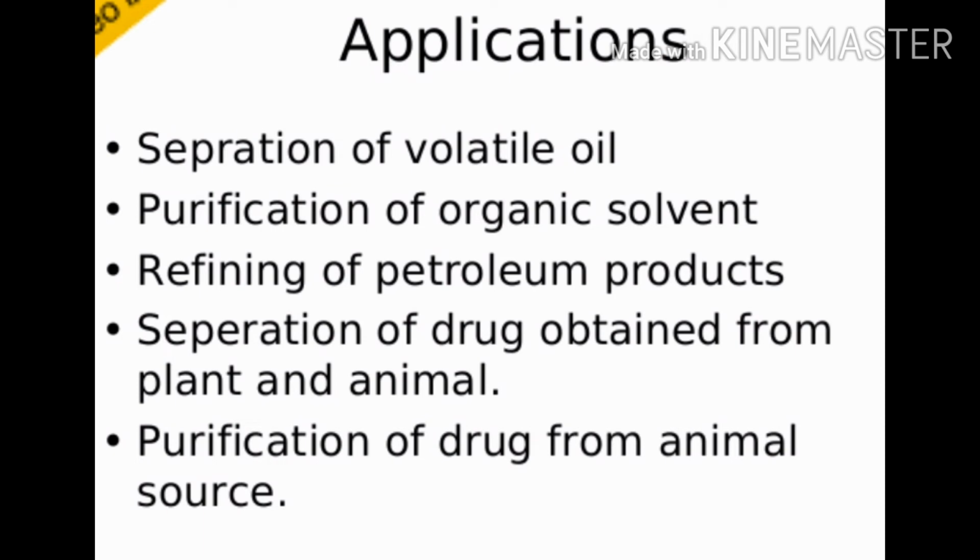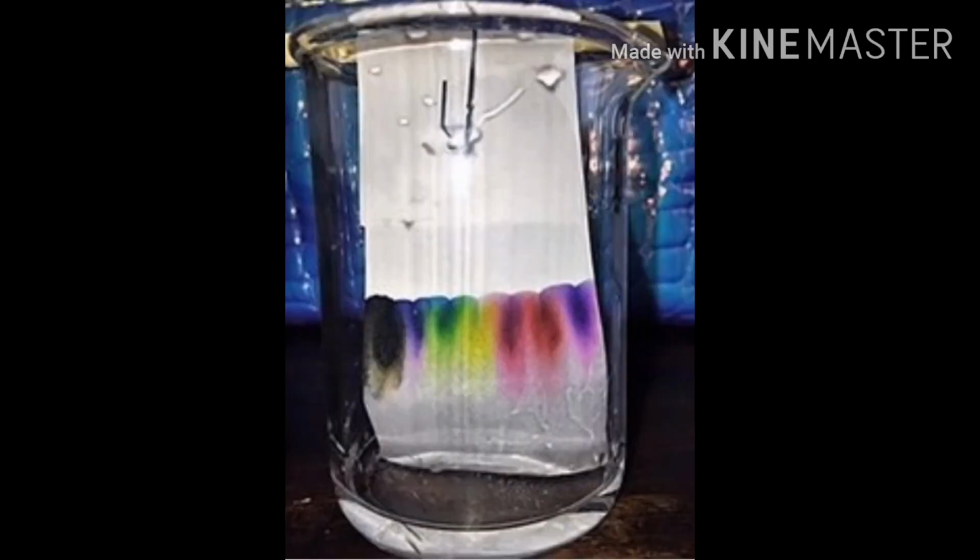And next topic, chromatography. Chromatography is also a separation technique. It is used to separate different components of a mixture based on their different solubilities in the same solvent. There are several types of chromatography based on two important terms, absorption and adsorption. What is absorption and adsorption?